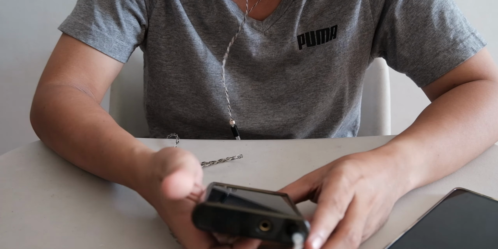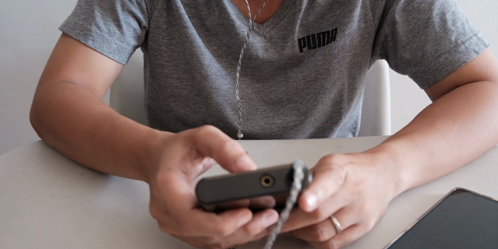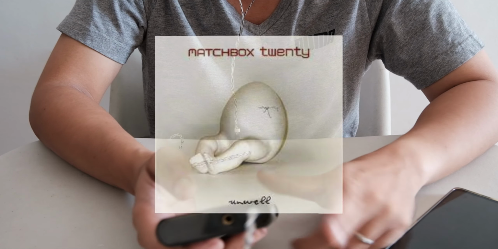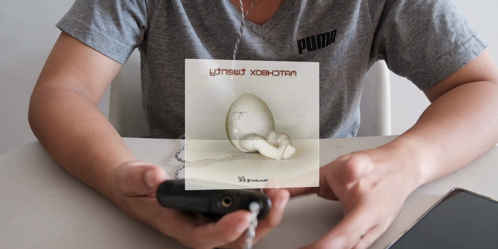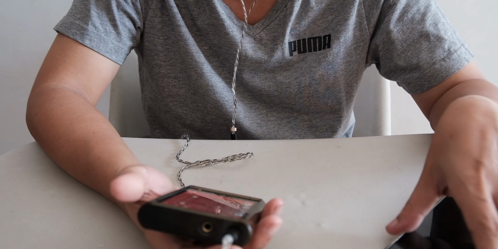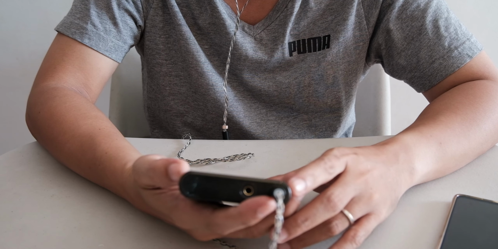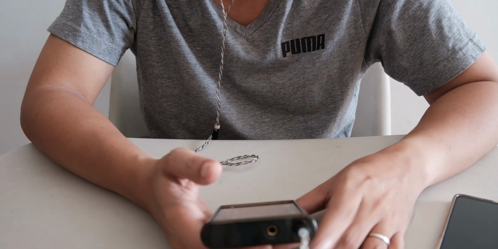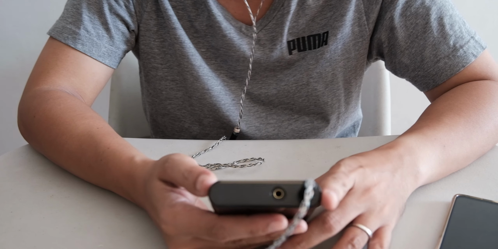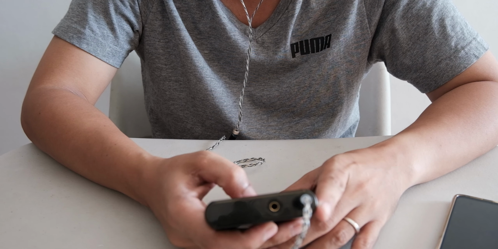Plug them in and let's listen to my test tracks. I'm gonna start with Unwell by Matchbox 20. Here we go. Okay, a bit hard to drive. Yeah, it's very good resolution actually. So far, its tuning is good. Wow, I'm impressed. First song.